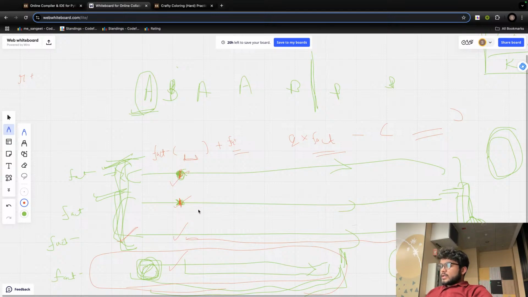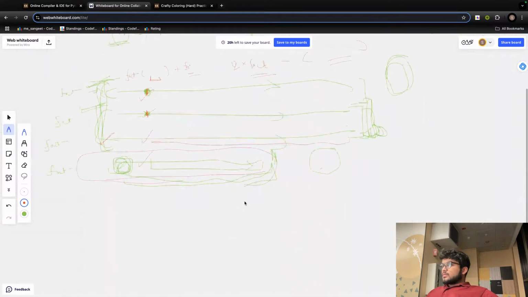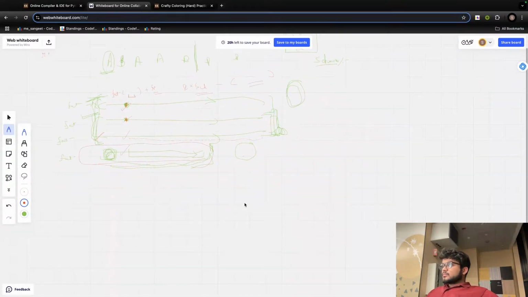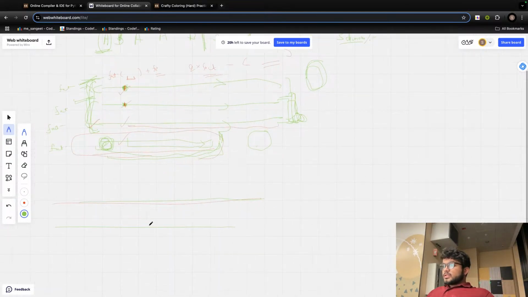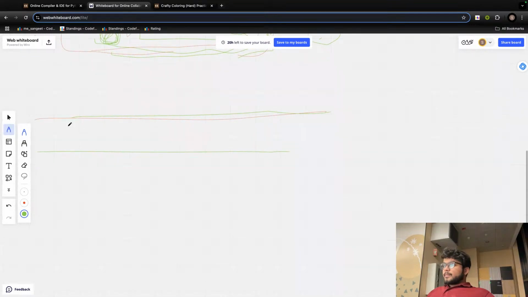Let's try to generalize this. Let's do some generalization. Let's say we have these three lines. Okay, we're not able to see this clearly. Yeah. Let's say we have these three lines. Okay.